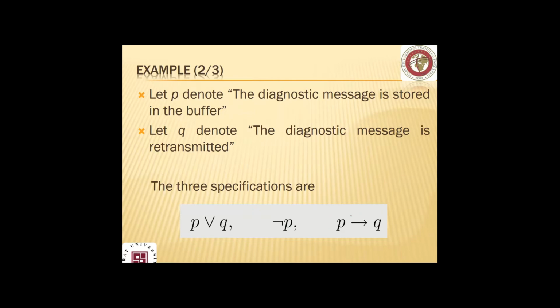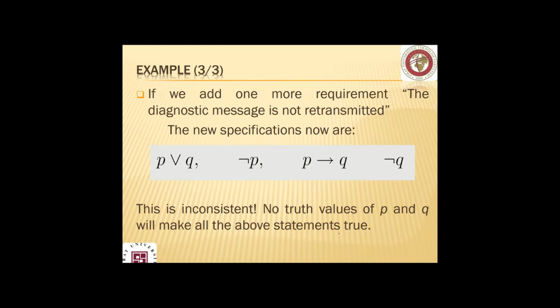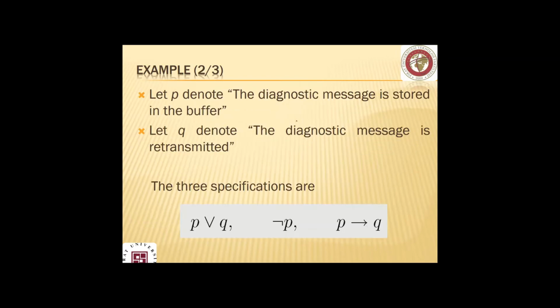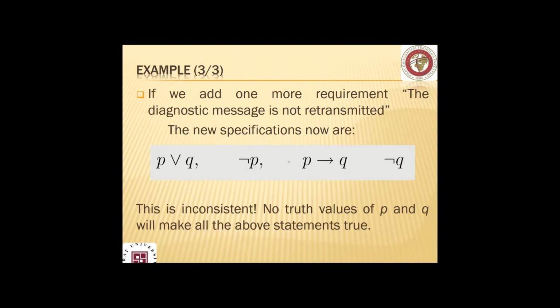Now, in order for us to know if the system specification or these specifications are consistent, we need to take the truth table. And we need to see if we can get consensus between these operations, and in that case, we will have a consistency in the system. What do I mean? Let me just add one statement. If we add one here to the requirements of the system, the diagnostic message is not retransmitted. So we said the diagnostic message is retransmitted is represented by Q. Now we have not Q.